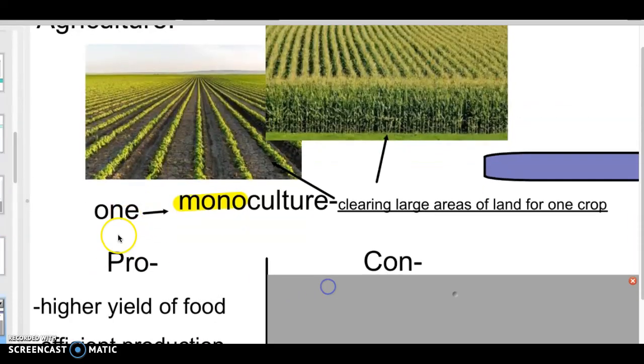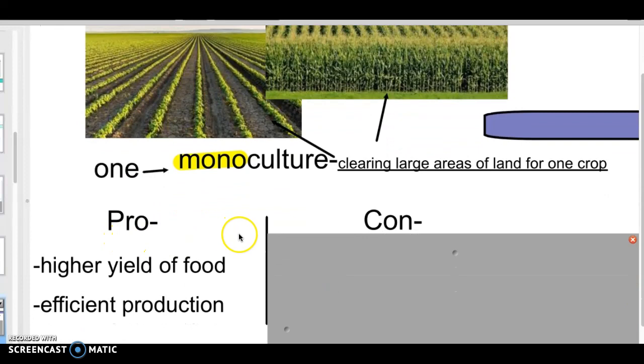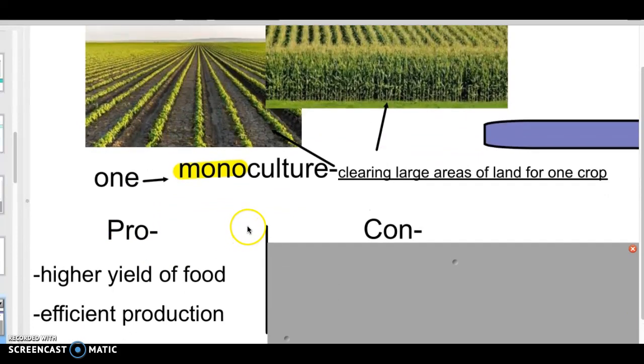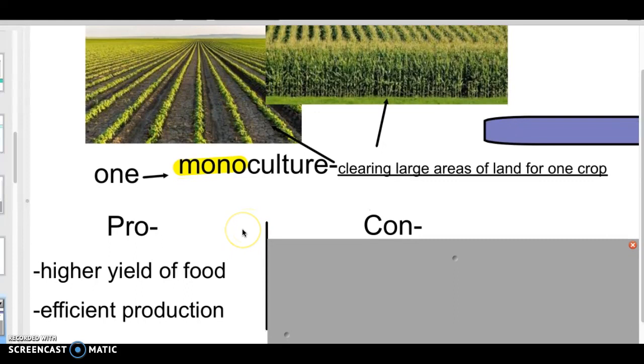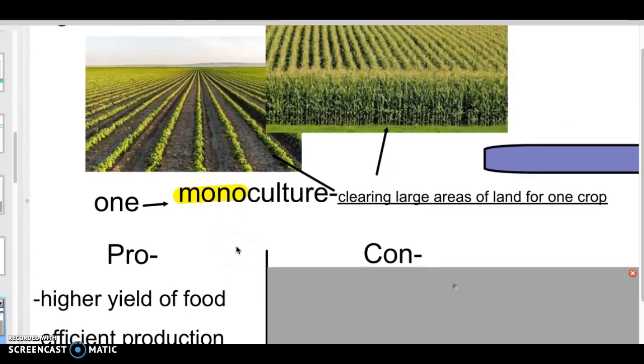Some pros for us is that it gives us a higher yield, so we get lots of food, and efficient productivity. So we have one type of seed, and we have one type of tool we need to grow the seed, and then we have one type of tool to get it out. So it's very, very efficient and gives us a lot of product in an efficient way.